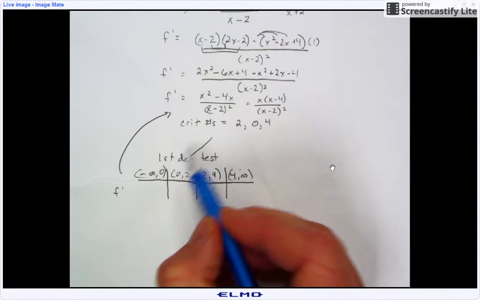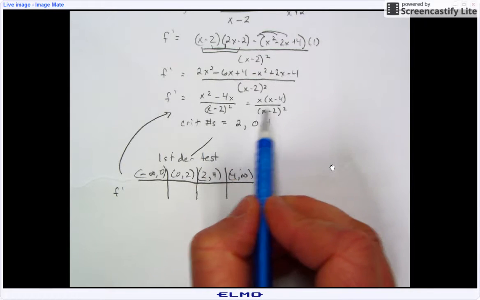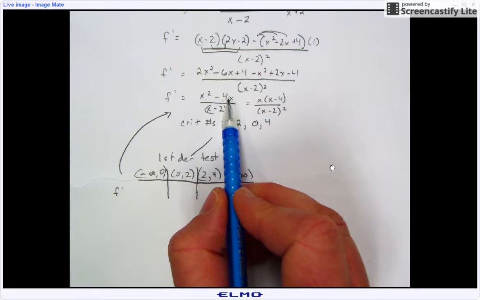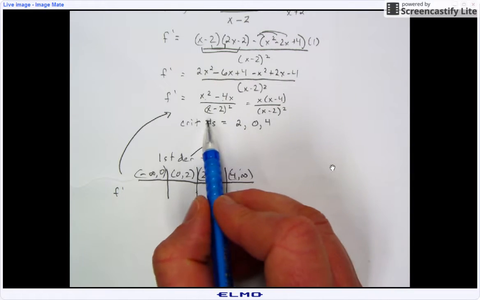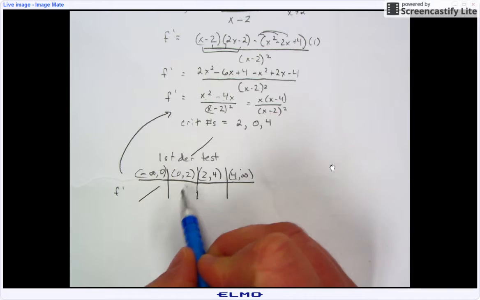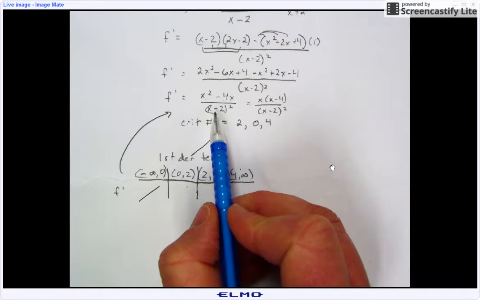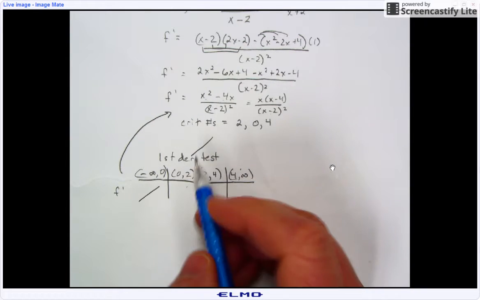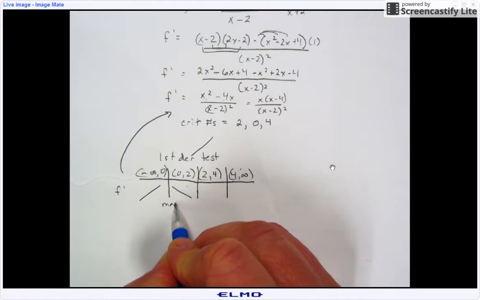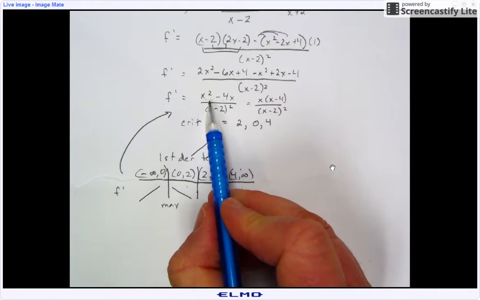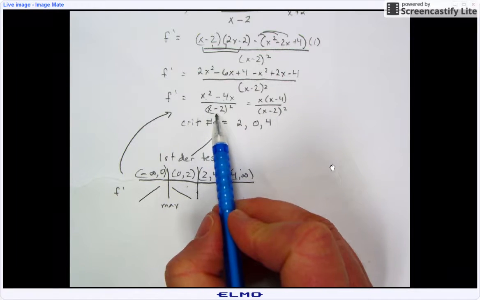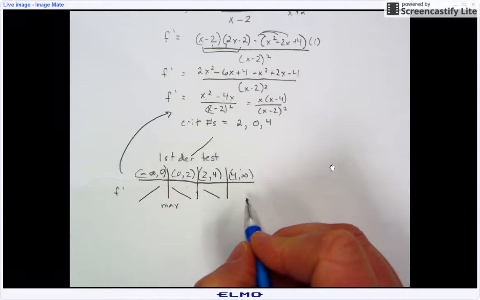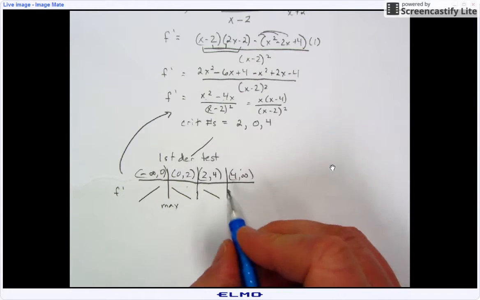So pick a number, -1. You plug it in either form, whichever is easier. That's 1 plus 4, that's 5. This is squared, so it's always positive. So we have increasing. I'm going to plug in 1 here. 1 minus 4 is negative, so that's negative. So I have a max. Plug in 3. 9 minus 12 is negative. 3 minus 2 is positive, so that's negative. So that is neither. That's probably a shelf, or that's where our asymptote is.